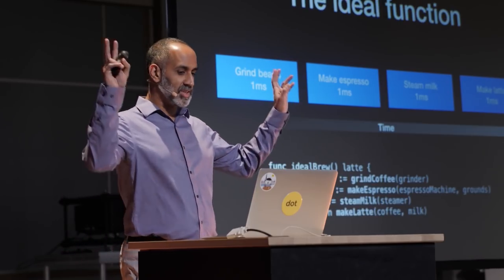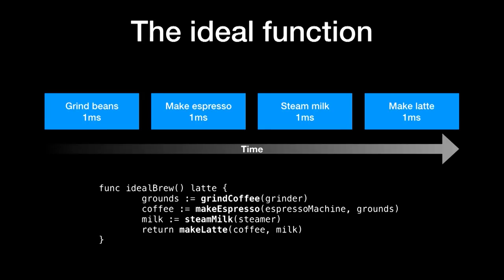This code shows the ideal brew function, which runs the four steps and returns the latte. The first step grinds the coffee using the grinder and returns the grounds. The second step prepares the coffee using the espresso machine and the grounds. The third step steams the milk using the steamer. And the final step makes the latte using the coffee and milk.